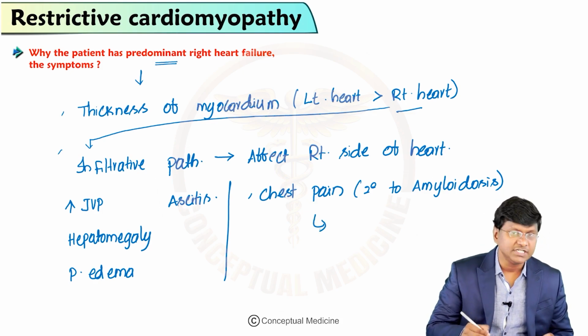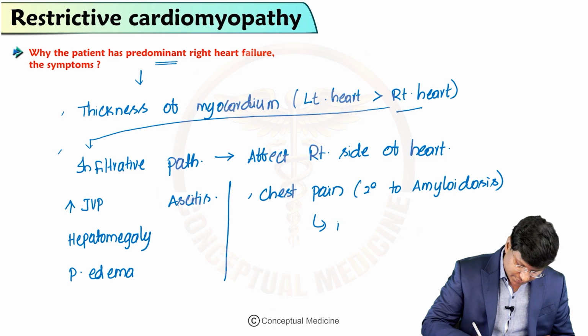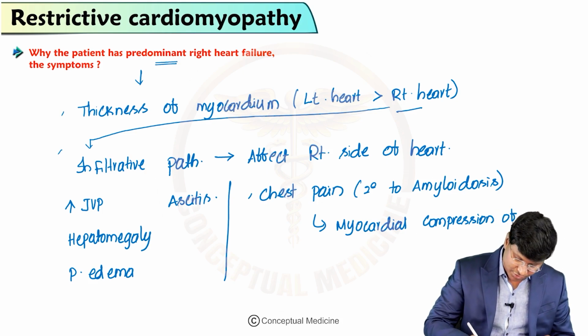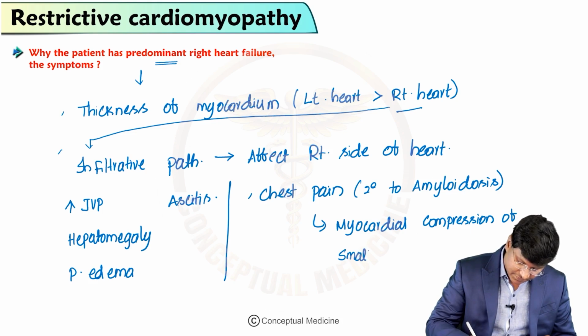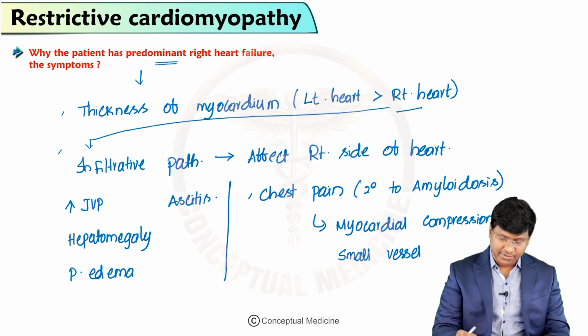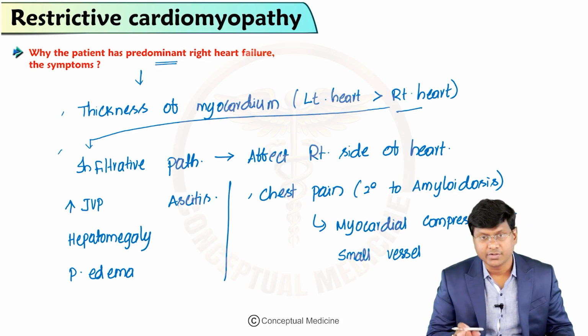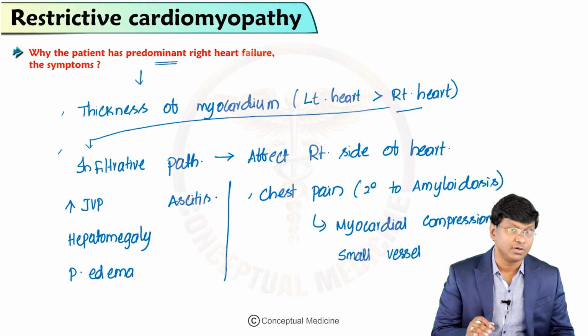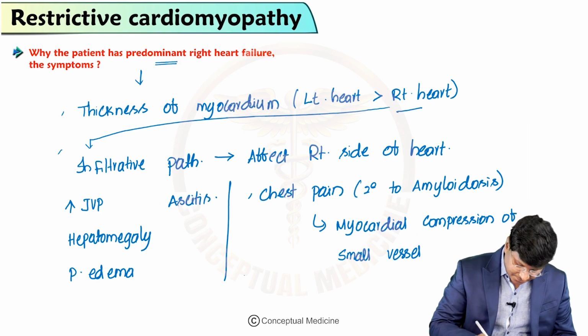So this particular chest pain is due to myocardial compression of the small vessels by the amyloid material, and that will cause myocardial ischemia, causing angina or chest pain. And these patients may also complain of palpitations. See, why they develop palpitations, I'll explain to you.